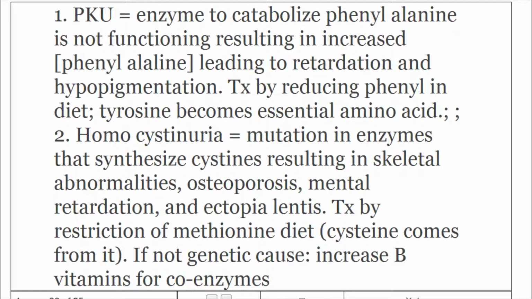2. Homocystinuria equals mutation in enzymes that synthesize cysteine, resulting in skeletal abnormalities, osteoporosis, mental retardation, and ectopia lentis. Treatment by restriction of methionine in the diet; if not genetic cause, increased B vitamins for coenzymes.